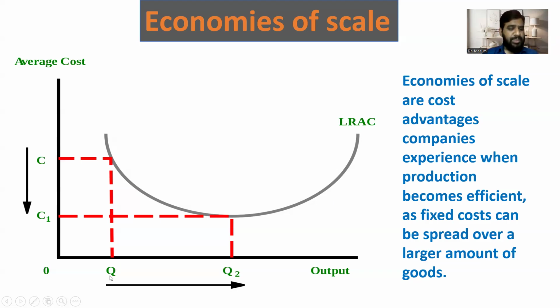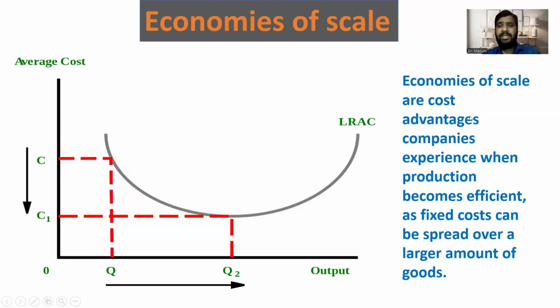Say for an example, when you are producing Q quantity, your per unit average cost is C. But when you increase the production from Q1 to Q2, your average cost comes down from C to C1. So when you are producing more product, your average cost decreases. As a production manager, you have to produce more product, and that will decrease the cost of production. This is known as economies of scale.